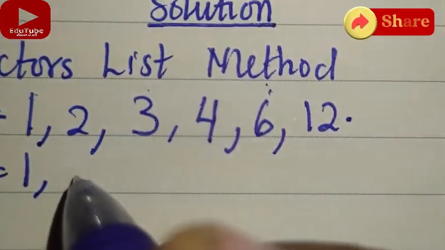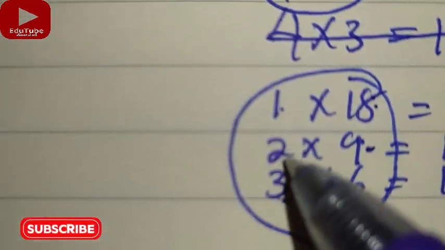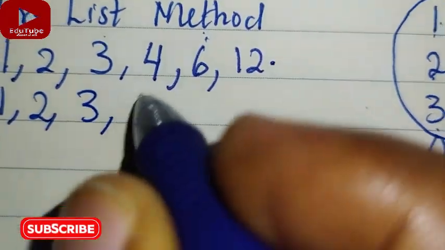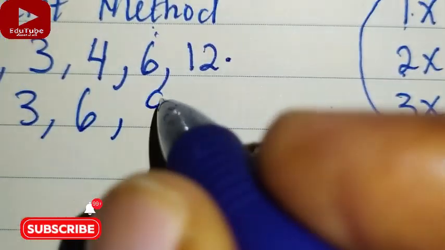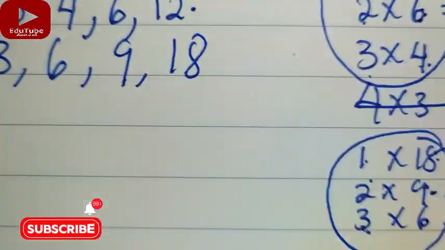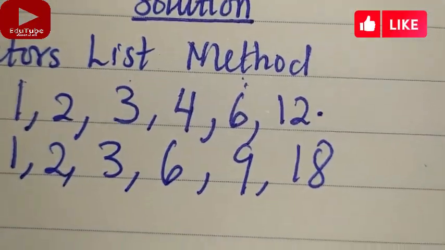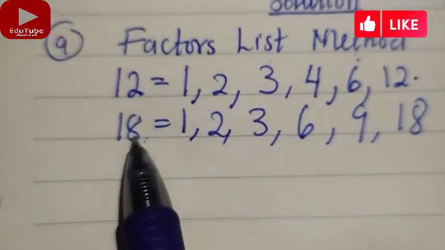So I will list them out. 1, 2, and then 3, and then 6, and then 9, and then 18. So these are factors of 18. These are numbers that can divide 18 without a remainder.